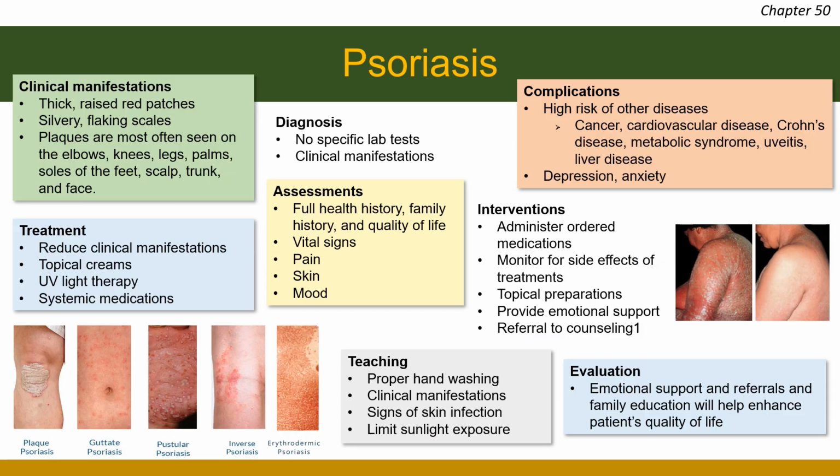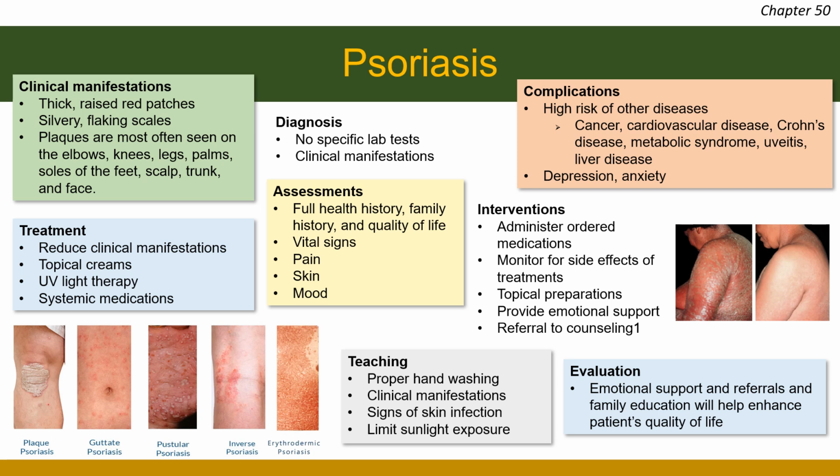All right, so signs and symptoms, we talked about it. Thick raised red patches, silvery flaking scales. These areas of plaques are often seen on the elbows, knees, legs, palms, soles of the feet, scalp, trunk, and face. So there aren't any specific lab tests to diagnose psoriasis, it's mostly based on history and the clinical manifestations, what their skin looks like.